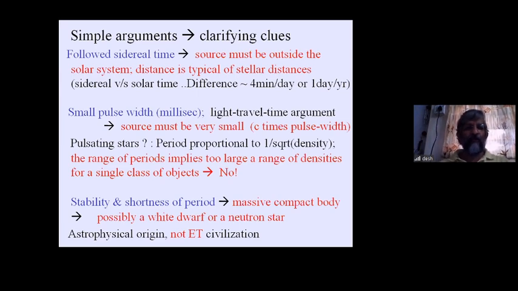One also thought of whether these were pulsating stars. One knew about Cepheid variables, in which the period is proportional to 1 upon the square root of the density of the star. Of course, one had already seen enough variety in the pulse periods, and that would imply, if these were indeed pulsating stars, a wide range in densities. And such a large range for a single class of object is quite unlikely. And so one ruled out that possibility.